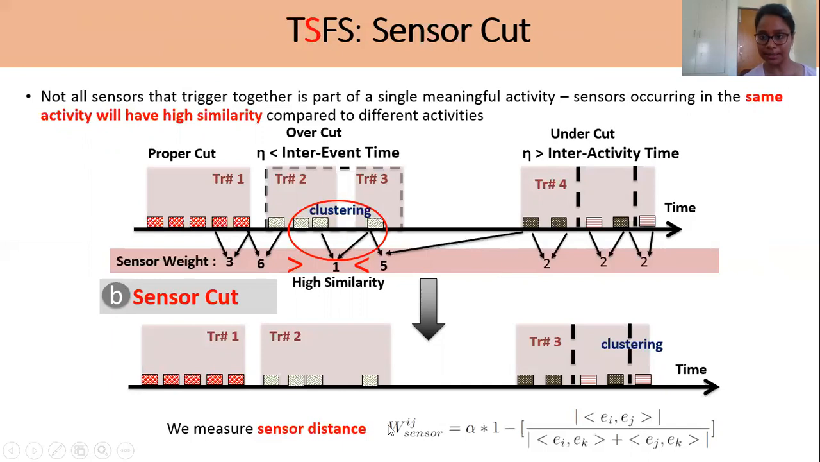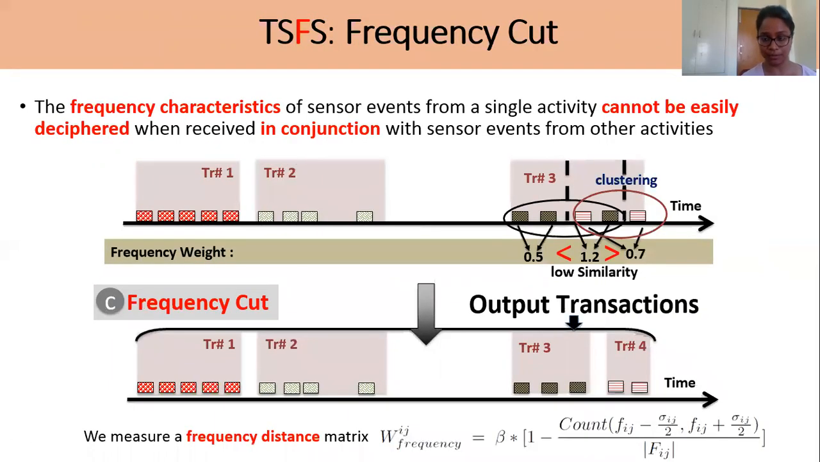But you see that undercut is not really getting resolved. Overcut is probably resolved, but when two similar activities are getting together in one segment, then it is difficult for sensor cut because it will always say that they have high similarity. So in this case, what do we do? Which is why we come to the next cut.